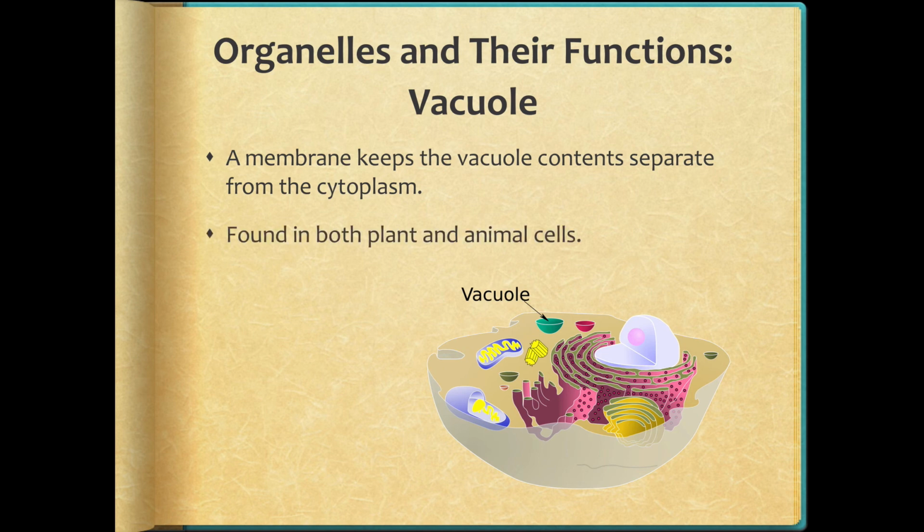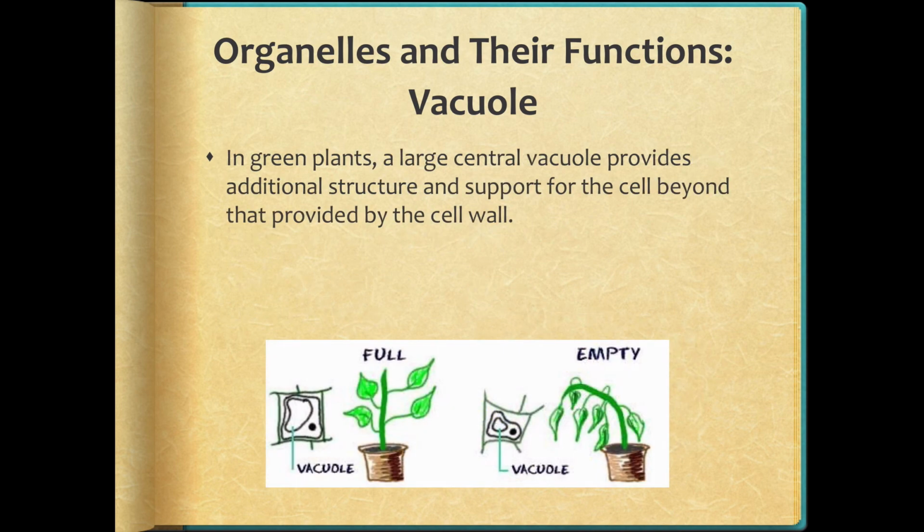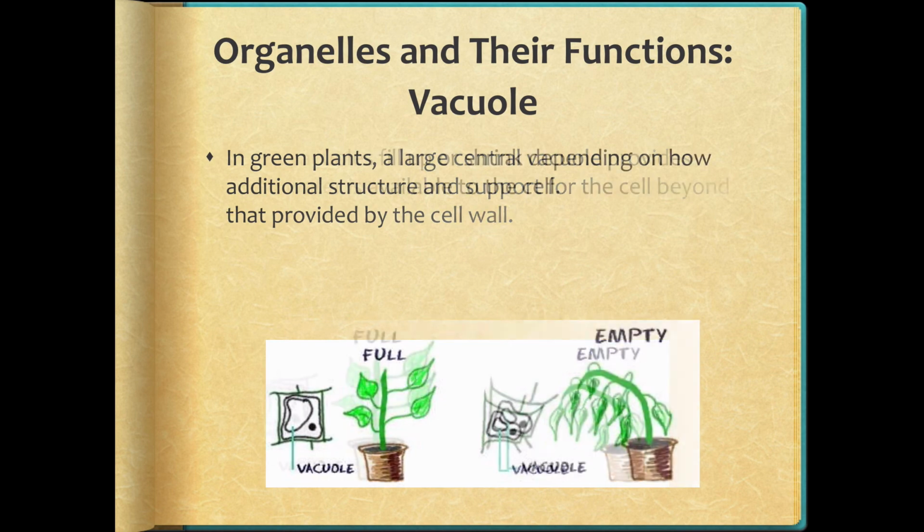Vacuoles can be found in both plant and animal cells. These are actually much larger in plant cells. And the reason for this is what we're going to talk about next. In green plants, a large central vacuole provides additional structure and support for the cell beyond that provided by the cell wall. So one function of a larger vacuole in a plant is to provide additional support.